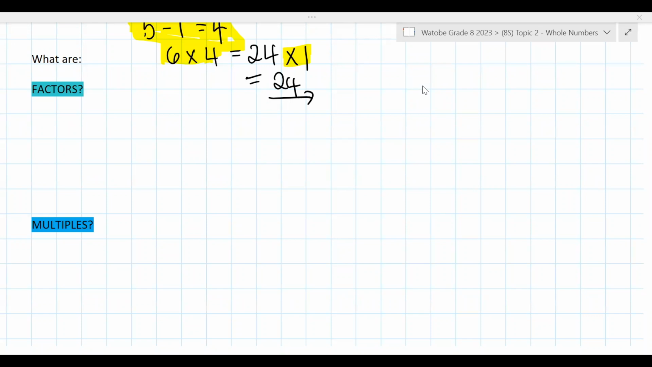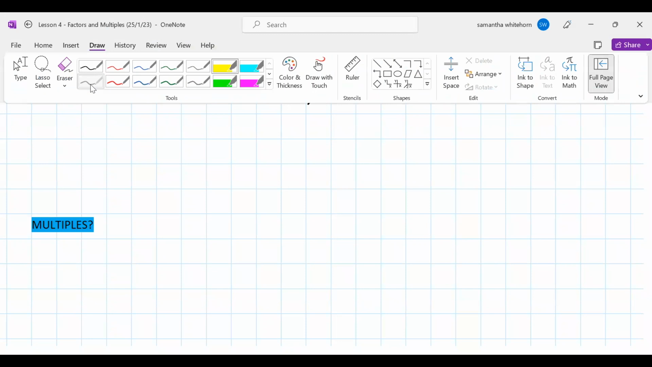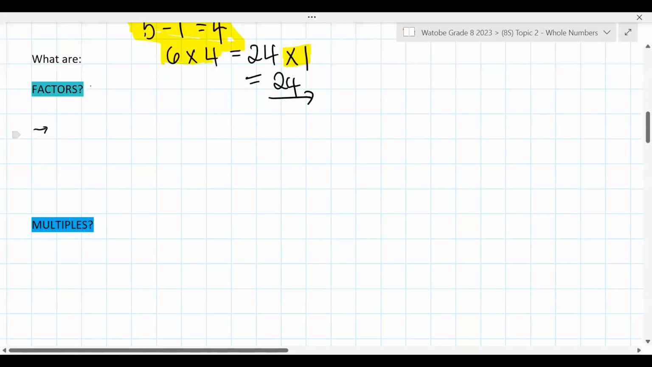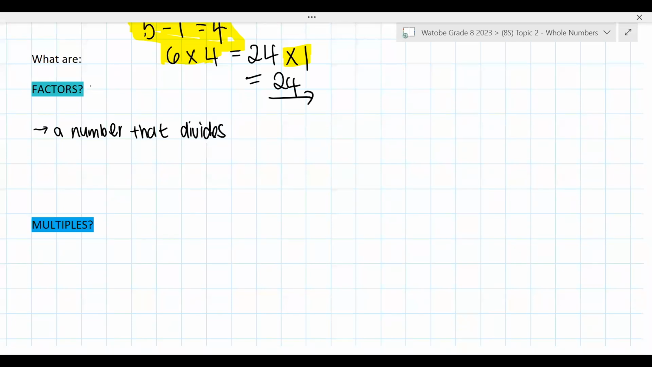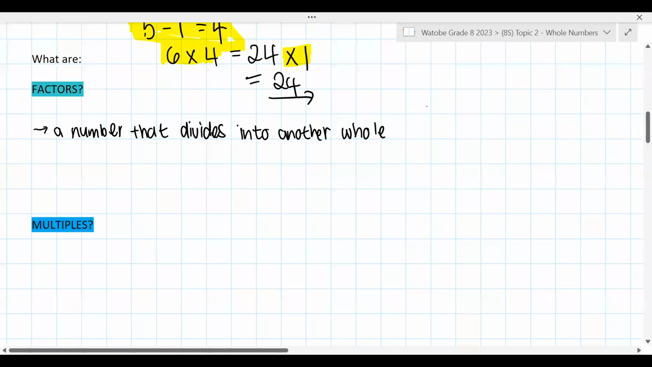A factor is a number that divides exactly into a whole number with no remainder. Perfect. Well done. A number that divides into another number, and Zintle was quite specific in terms of another whole number, with no remainder.